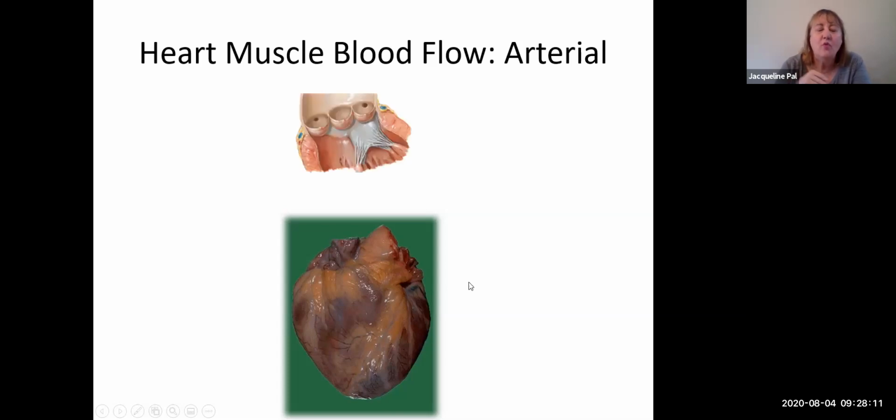So the blood to the heart comes from two blood vessels which originate just above the aortic valve. So this is a picture down here where we're looking at the left ventricle with the mitral valve. And here is the aortic valve with its three cusps. And we have two openings to the two blood vessels bringing blood to the heart muscle itself.